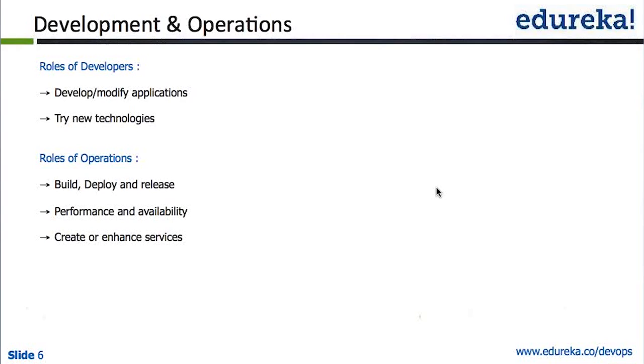Also, the ops team has a responsibility to create or enhance services, like onboarding new services or enhancing the existing services that we have. At the same time, trying to see how we can make things even better. Like if our systems are really overloaded with a lot of requests, bringing in some kind of automation so that performance or availability do not become an issue to the customer.